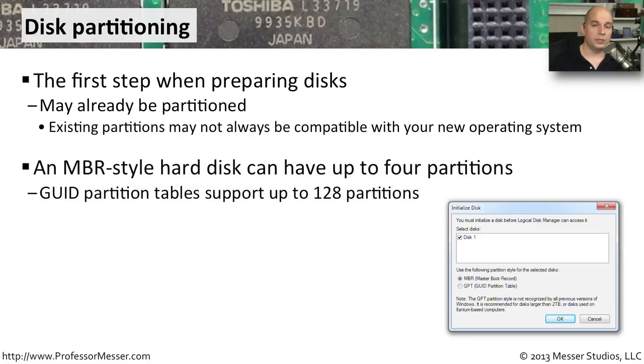Most of the computers that you'll run into these days will be running something called a master boot record partition table. That master boot record style hard drive, or MBR style hard drive, can support up to 4 partitions on a single physical disk. If you're running a newer style called the GUID partition table style, that stands for Globally Unique Identifier, that GUID partition table can support up to 128 partitions on a single physical disk.